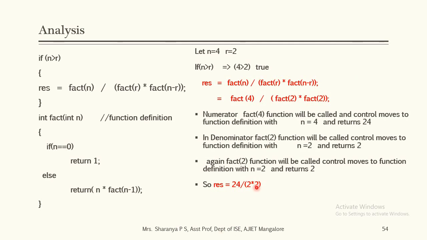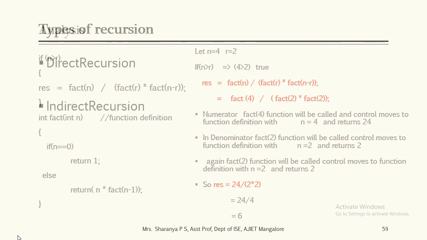So as a final statement, factorial of 4 returned the value 24, factorial of 2 returned the value 2, and once again factorial of 2 returned the value 2, and 2 into 2 computes the result as 4. So it finds 24 divided by 4, which is the final result 6. That is 4C2, what we refer to as nCr. That is, in 6 different ways we can perform the combination of the given n numbers. This is how we can find the factorial very easily by using the recursive statement.